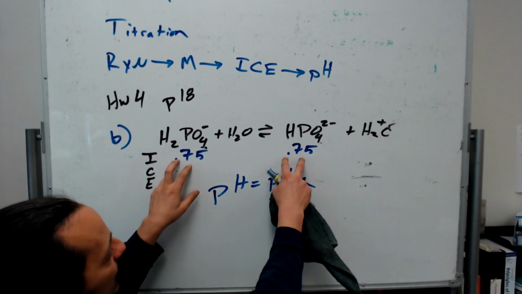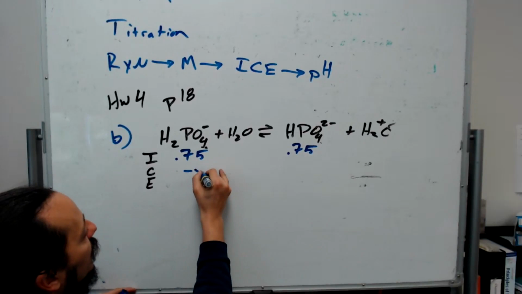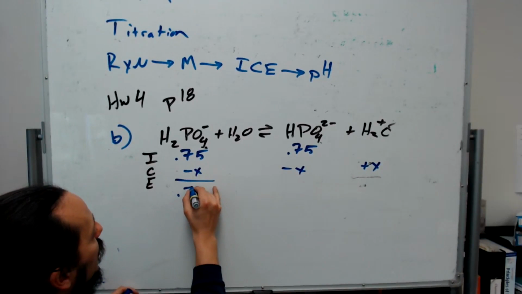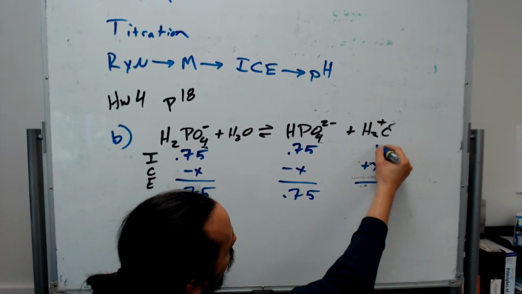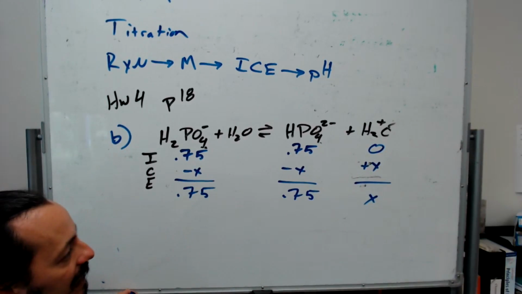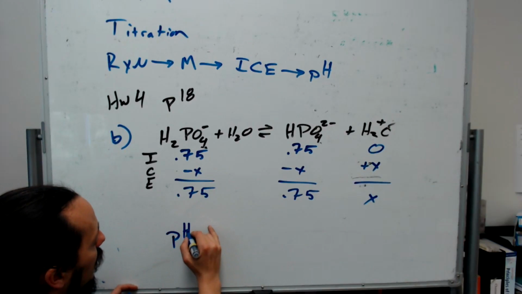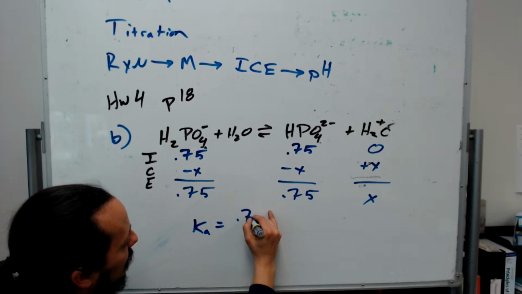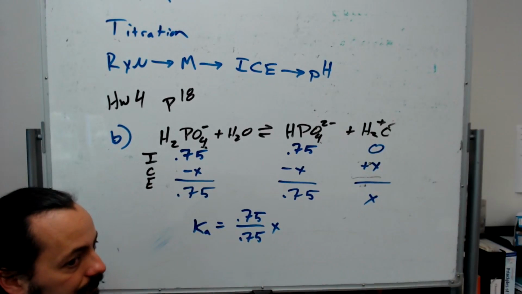Yeah, since we've got concentrations of both present, we can go through the same process, minus x plus x. But since we've got the x's small approximation, we're still going to end up with approximately the same thing. We're still going to end up with Ka equals 0.75 divided by 0.75x.